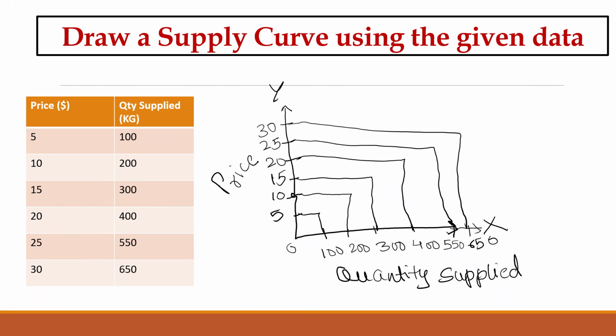Now what we will do? We will just join these points. See, my supply curve is moving upwards towards the right. We will give this name SS. So this is my supply curve.